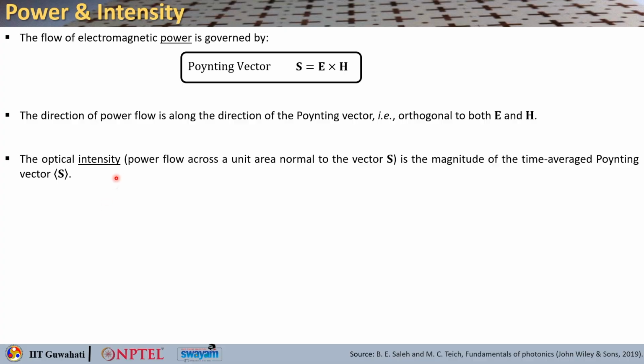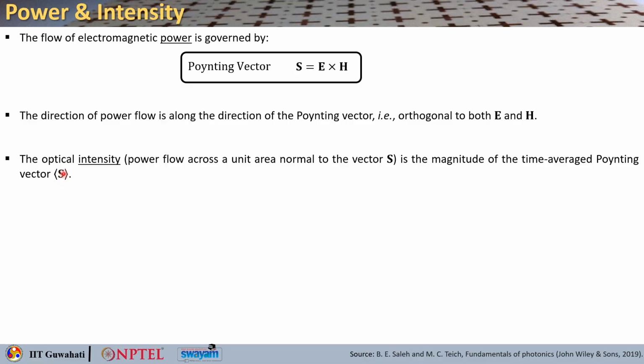So, the next important parameter is optical intensity, that is nothing but the power flow across a unit area which is normal to the vector S, and that is nothing but the magnitude of the time averaged Poynting vector. So, that is given by this time average of the Poynting vector, and this average is taken over times that are long in comparison with an optical cycle.